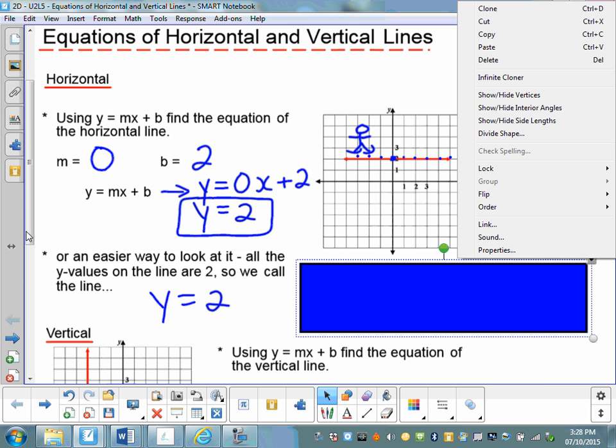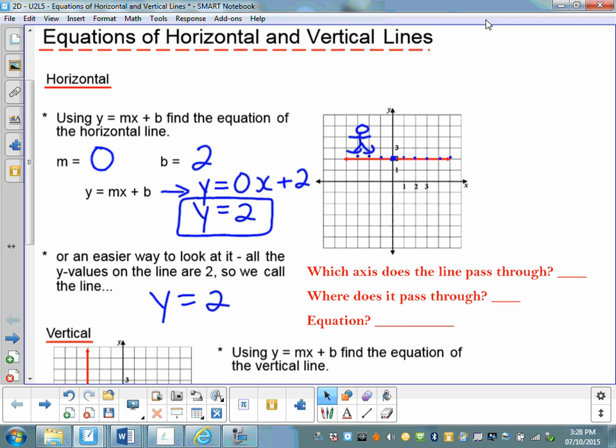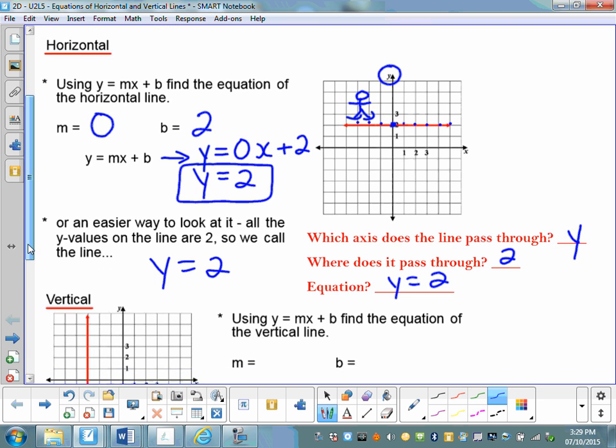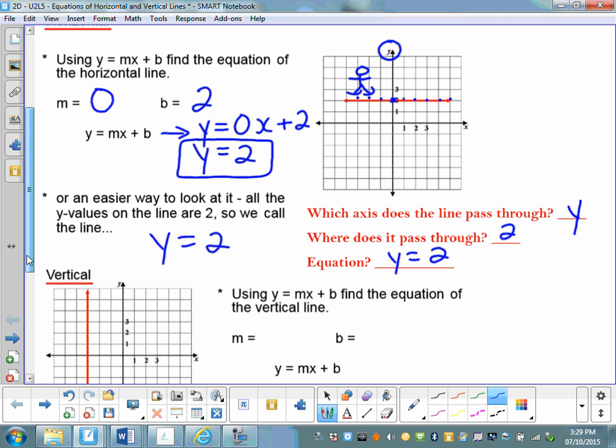Another way I like to consider these special lines is to come up with the equation. You need to answer 2 questions. So which axis does the line pass through? So this line passes through the y-axis. So that's going to be a y. Where does it pass through the y-axis? It's passing through the y-axis at 2. And the equation of that line is y equals 2. So whichever of those methods you prefer to come up with the equation, that's what the equation of a horizontal line is going to be. Y equals, and then whatever value it crosses the y-axis at.